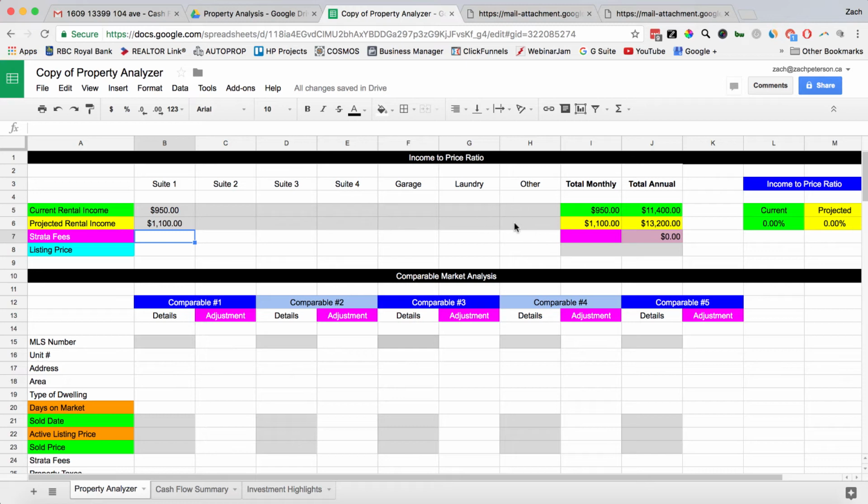rental incomes. And then you'll notice the cells in purple are variables, so these will all change for different properties. Really what you want to be focusing on is all the cells that are in gray are ones that need to be filled out, and ones that are in purple need to be looked at and adjusted or filled out. So let's see, what are the strata fees?